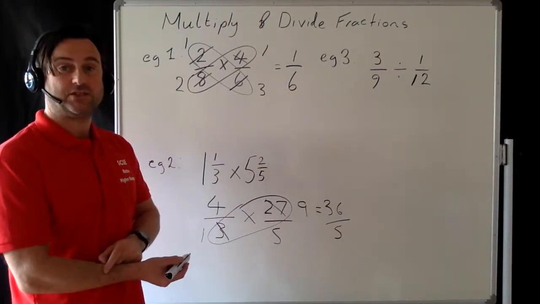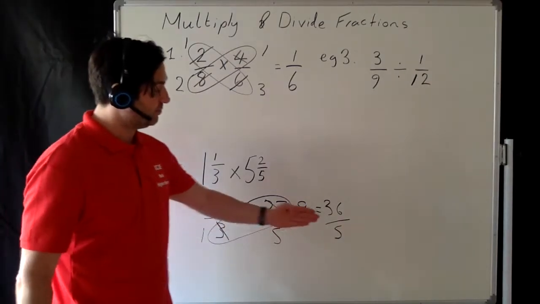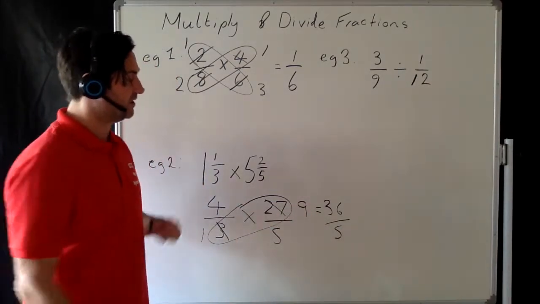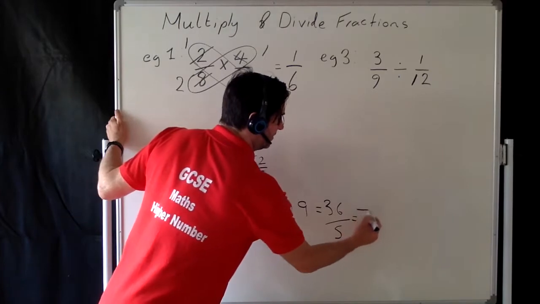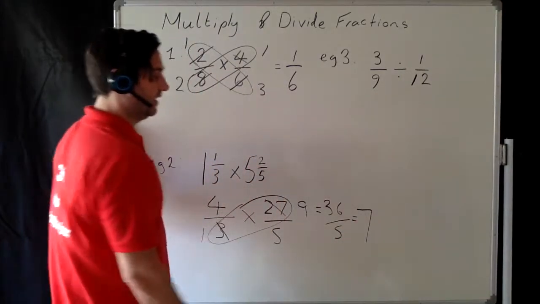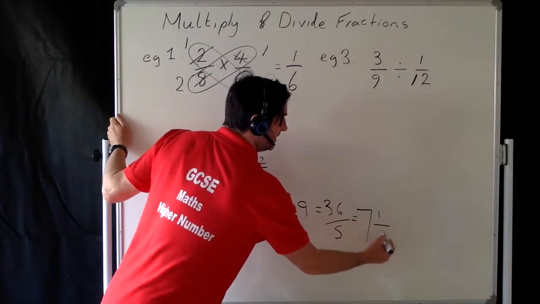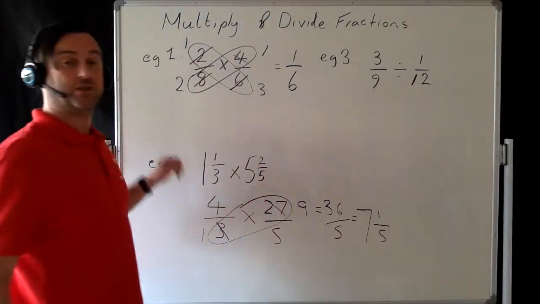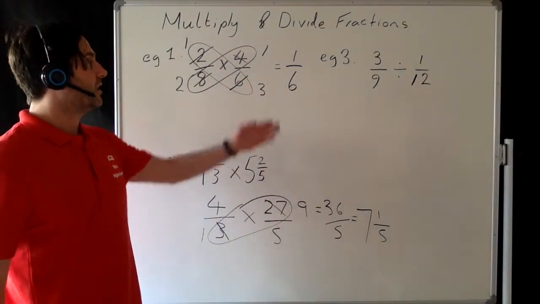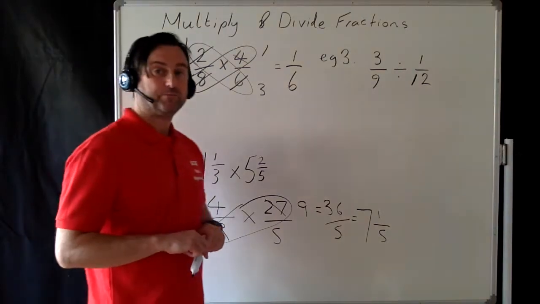To turn that back into a mixed number is very simple. We just say how many 5s go into 36. I know that 7 5s go into 36, and there's 1 left over, and I write the remainder over the original denominator. Okay, Example 3, we've now got a division.